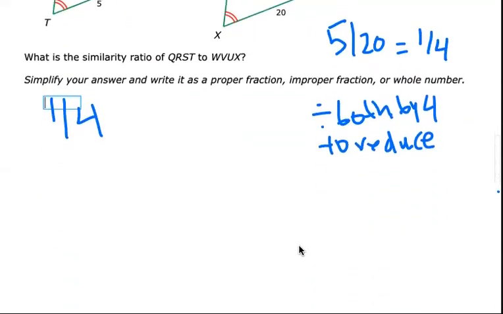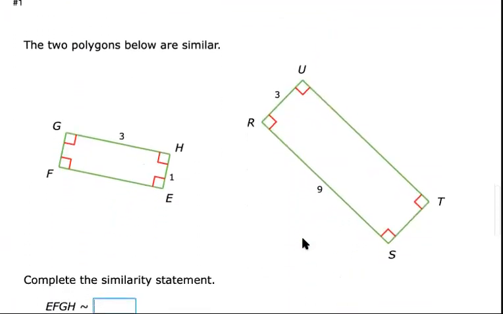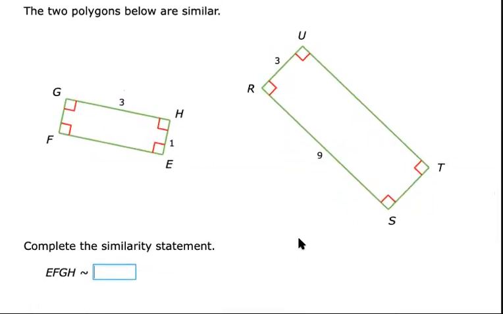Now let's move on to P2, which is going to be similarity statements. The two polygons are similar, and then we're just trying to find which sides are corresponding, basically, just completing the similarity statement. All right, so let's look at this one here. So starting with E, and then it's going to F. This side right there would be the same as this side. So that's 3. This side would be the same.